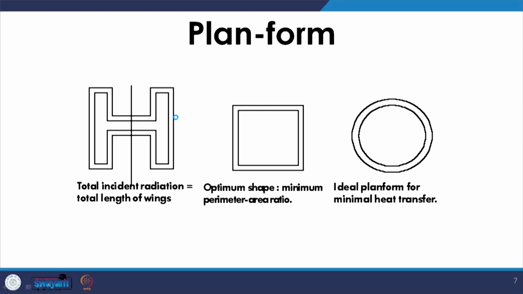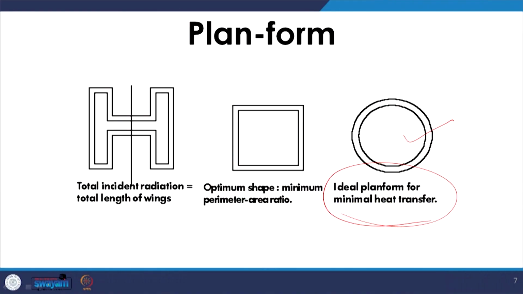From this perspective, if we look at different plan forms, we would see that the best plan form suited for minimal heat transfer is a circular form. And that is why, if we look at the majority of traditional building plan forms in hot dry climates, we would find that they are often circular. Look at the bungas of Rajasthan, the huts from Cameroon, the huts from Kutch, and we would find that they are usually circular in plan. That minimizes the perimeter to area ratio.